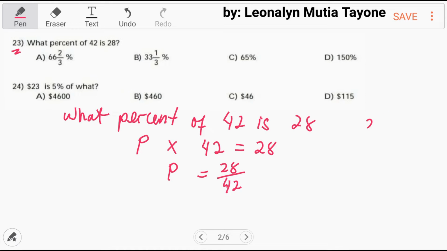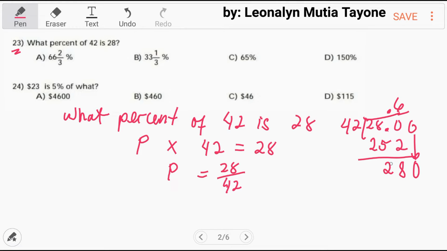Isa-isahin nating i-divide ito para klaro lang sa inyo. So, this is 42. Ilang 42 si 28? Hindi yan. So, magdagdag ka pa ng isa pang 0. Pero bago ka magdagdag, maglagay ka ng decimal dyan at i-align mo sa taas. Isang 0. 280 divided by 42 or ilang 42 si 280? 6. 42 times 6 and that is 252. This is 8. This one is 2.